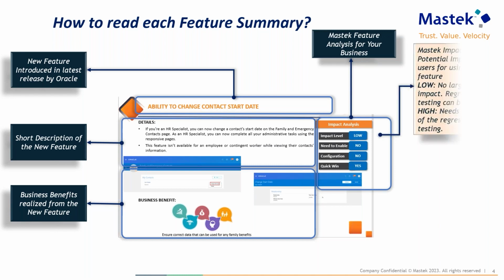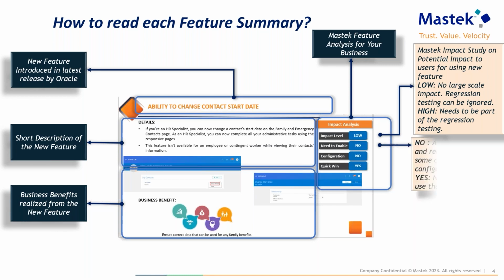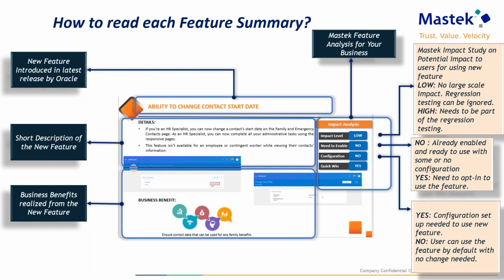today. The first one is impact level analysis, which demonstrates the impact on the end user. If it's a low impact, then regression testing can be avoided. If it's a high impact, then we need to opt for regression testing. The second one: we are all aware that there are some features which are auto-enabled by default by Oracle, and there are some which we need to opt in for. The third one highlights the nature of the feature: certain configuration may be required, and some features can be used without any changes.